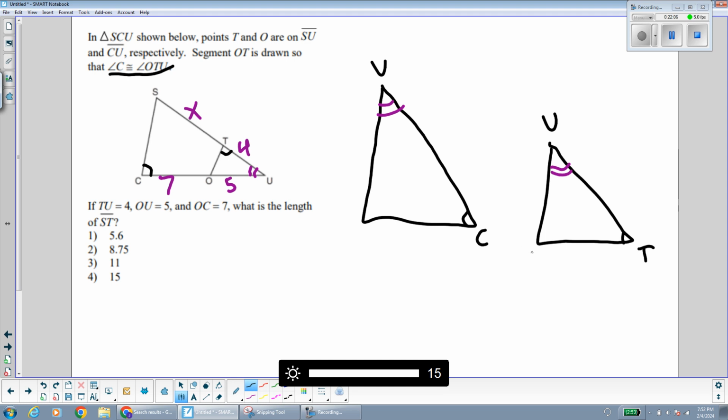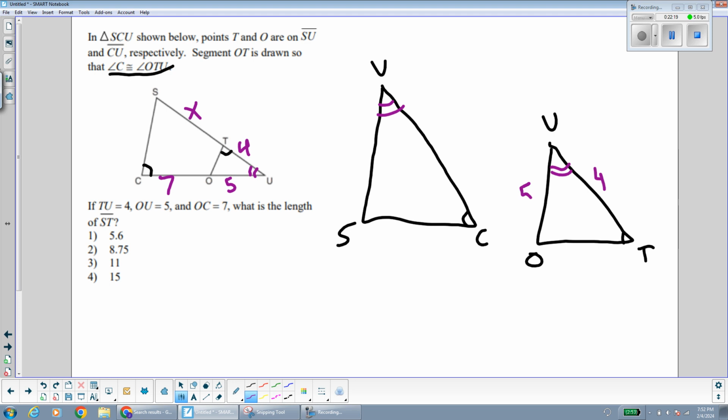And then that leaves O over here and S over here. So now I'm just going to relabel the triangle lengths now that I have the triangles drawn the same way. TU is 4, OU is 5, OC I can only see on here because it's not a full side of the triangle, it's a piece of the side of the big triangle.